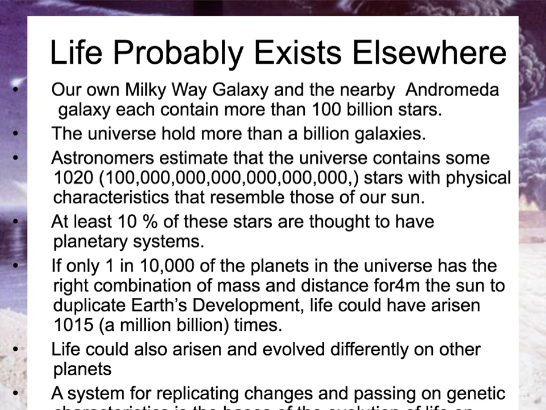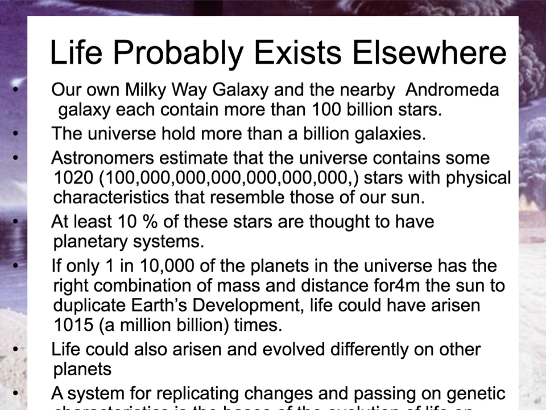Now, what are the odds of finding life? This is really interesting to me. So, our Milky Way galaxy and the nearby galaxy contain 100 billion stars. Once again, remember how big a billion is. The universe contains a billion galaxies. Okay, so the idea is that we estimate there are approximately 10 to the 20, or 1,000,000,000,000,000,000,000 stars that are actually similar to our sun.